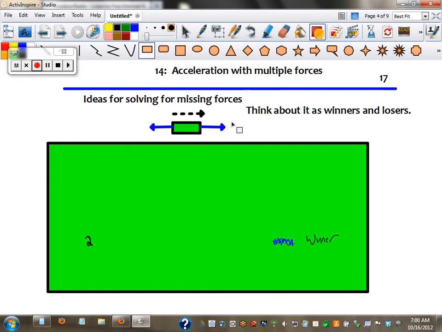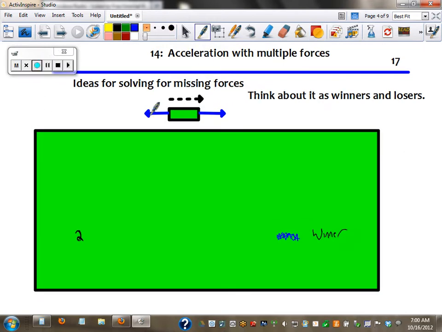So we're going to be solving for missing forces. When we know three things, we will know the various applied forces on an object, and we will also know the net force with the dotted line. The net force is usually drawn above or below an object. The applied forces are coming off the object.